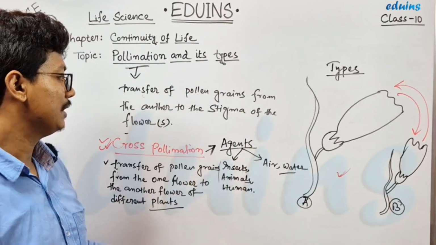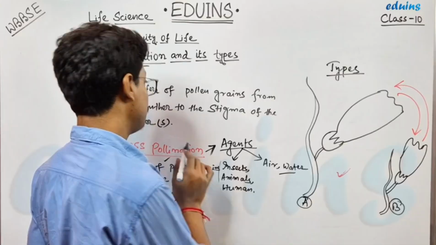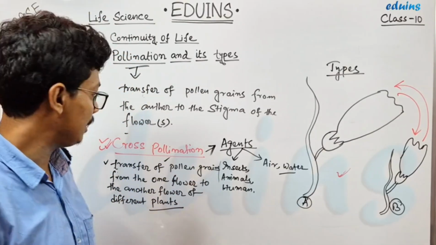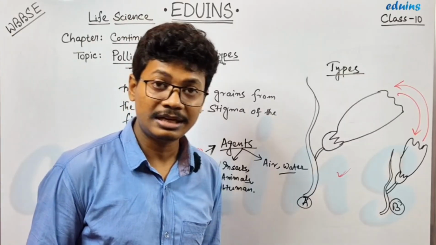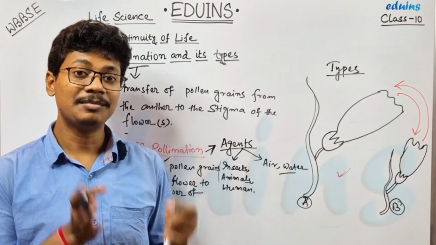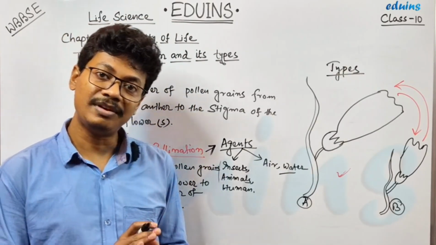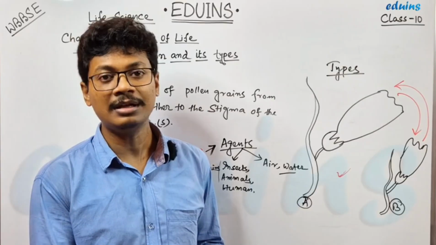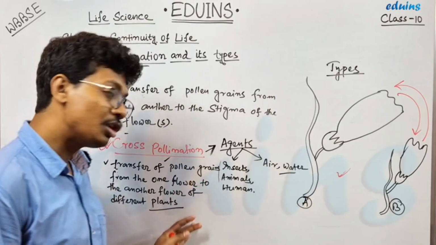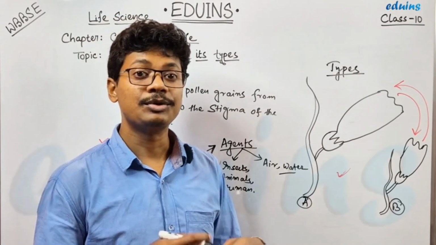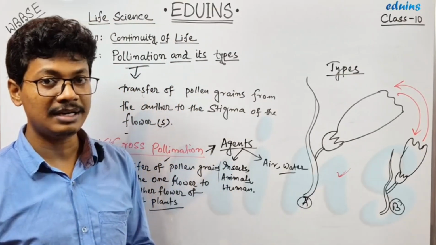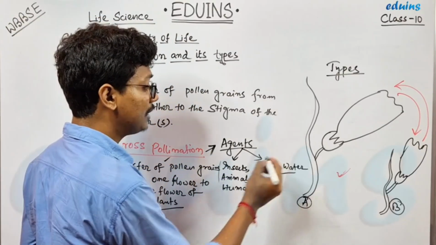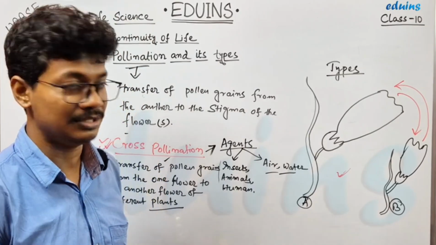So these are the types of pollination, self-pollination and cross-pollination. Self-pollination is the transfer of pollen grains within the same plant, within the same flower or a different flower of the same plant. And cross-pollination occurs between the flowers of two different plants. So what are the advantages and disadvantages?